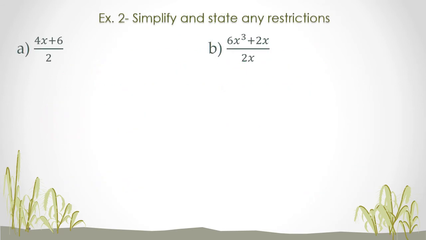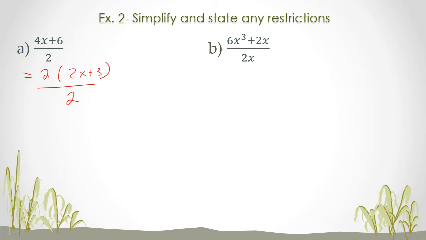So we are going to simplify and state any restrictions. So first thing you want to do is always common factor. So we can't factor anything out of the denominator, but the numerator we definitely can. And we can common factor out a 2, which leaves us with 2x plus 3 all over 2.